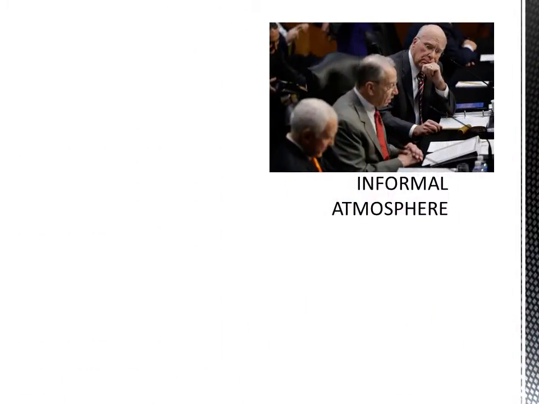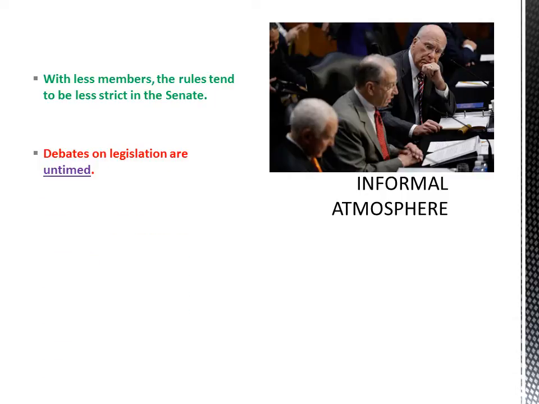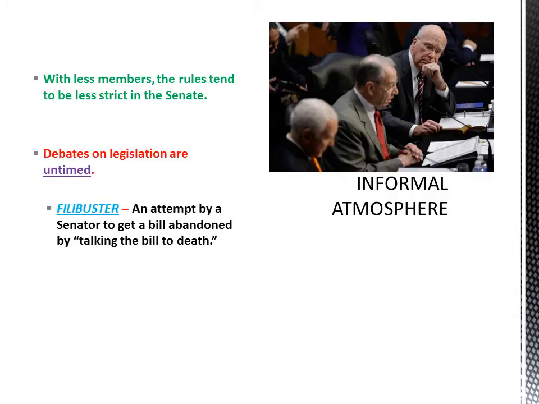When comparing the day-to-day workings of the Senate, you will find that it's a much more informal atmosphere than the House of Representatives. With fewer members, the rules tend to not be nearly as strict. This means that debates on legislation are not timed as they are in the House. This allows senators to use a tool that they have used more and more in recent decades, known as the filibuster. With a filibuster, a senator can ask for the floor and then continue to talk about a bill until he talks the bill to death.